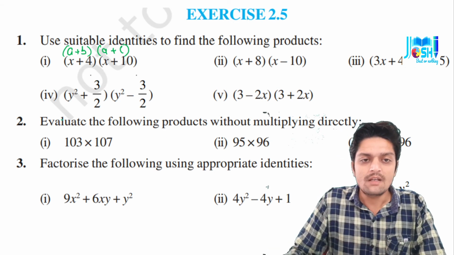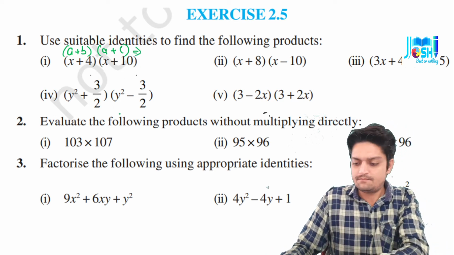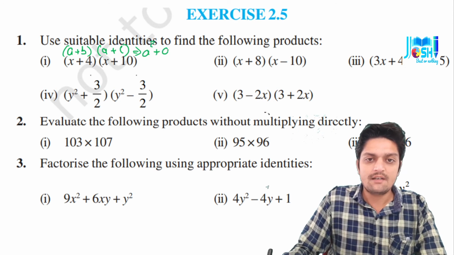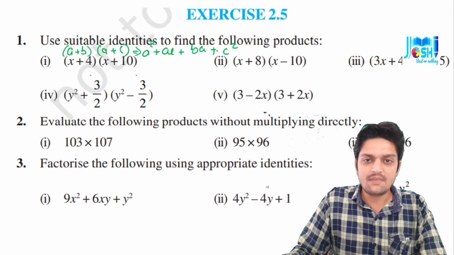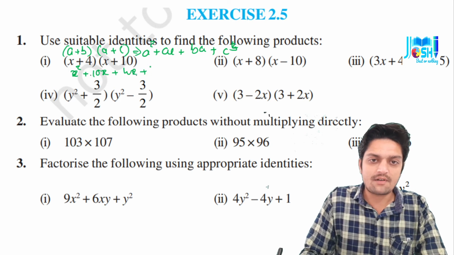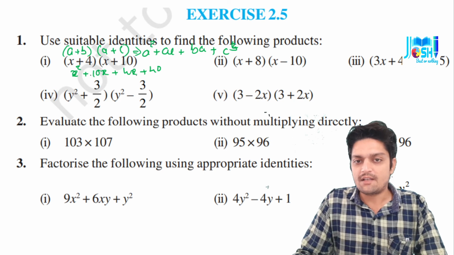So a plus b into a plus c. What will you get here? a into a, a square, plus a into c, ac, plus b into a, ab, plus b into c, bc. So here x into x, x square, plus x into 10, 10x, plus 4 into x, 4x, plus 4 into 10, 40. This is the answer. Same thing you have to repeat here also and here also.